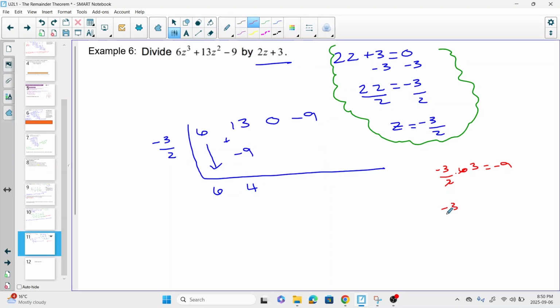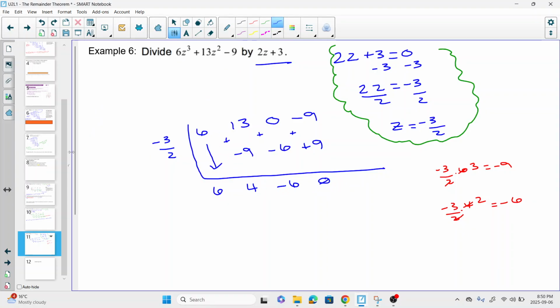So negative 3 over 2 times 4. Those can divide each other out and leave us with just a 2. So we've got negative 6. We're going to put negative 6 in here. We're adding 0 plus negative 6, which leaves us with negative 6. And then again, we have to multiply negative 6 times negative 3 over 2. So instead of negative 9, we're going to have positive 9. And again, we're adding negative 9 plus 9 brings us back up to 0. So that's great, we have a remainder of 0 there.